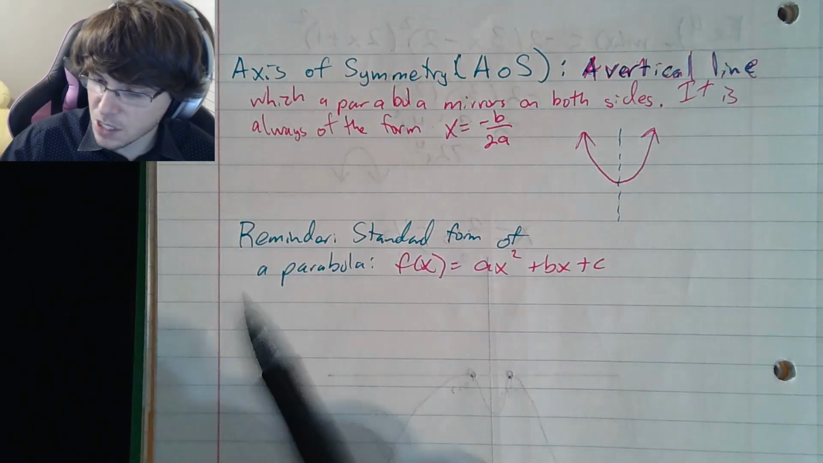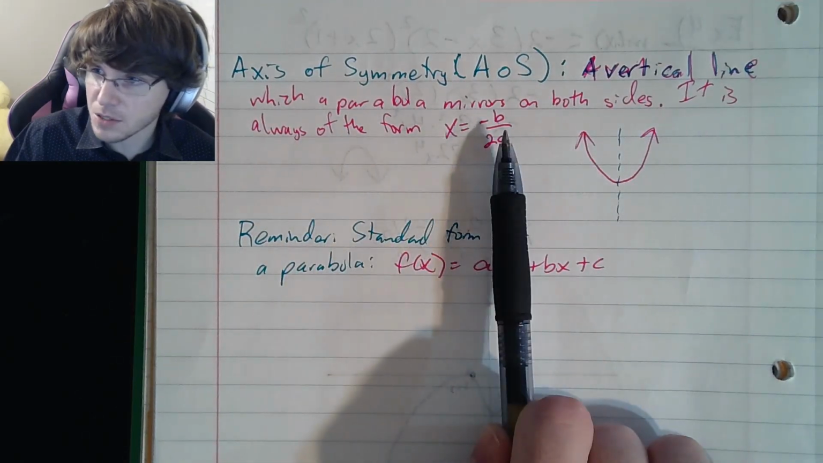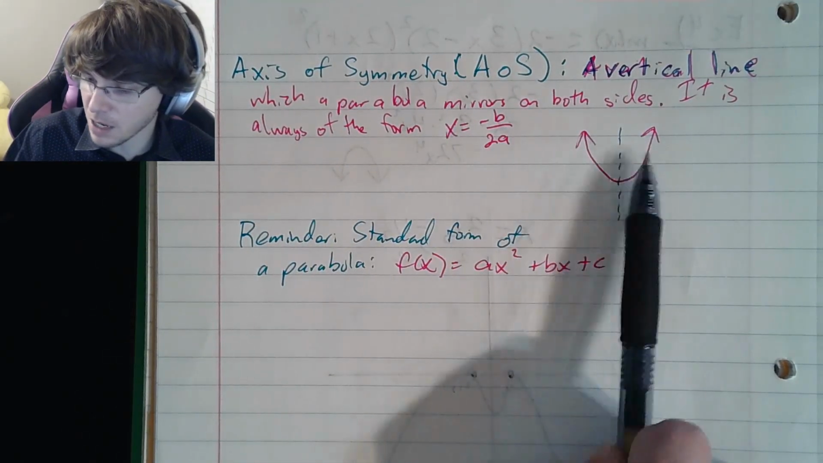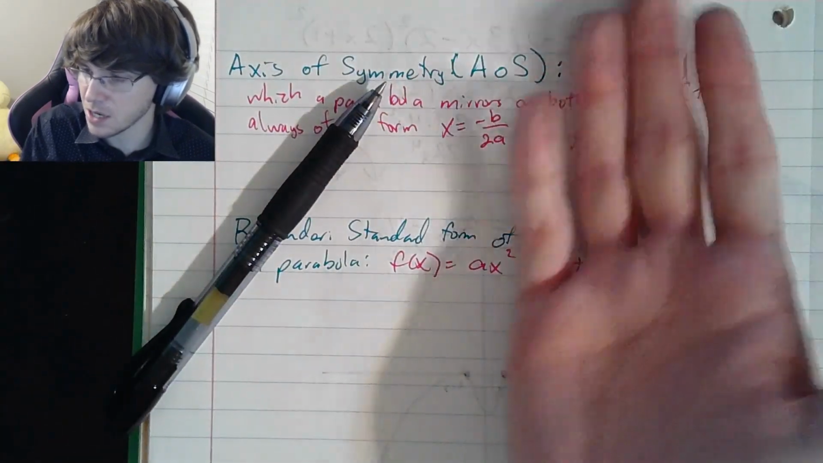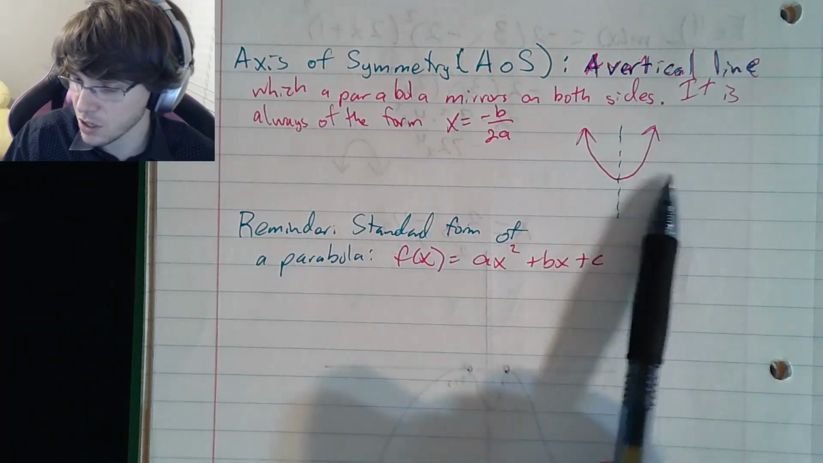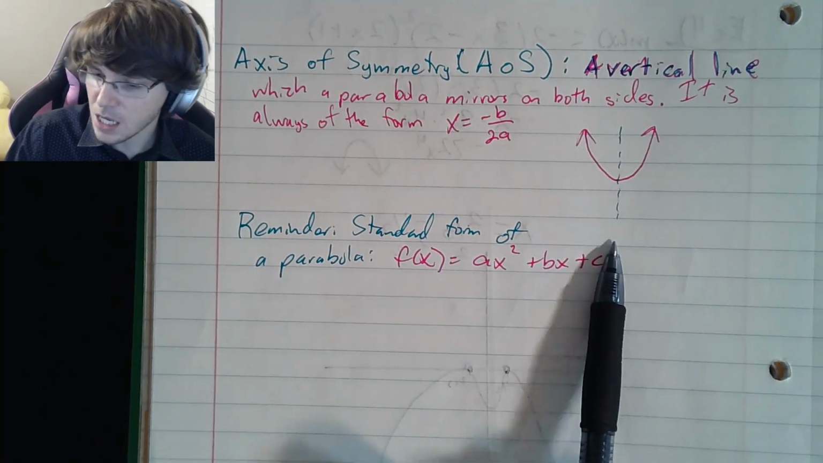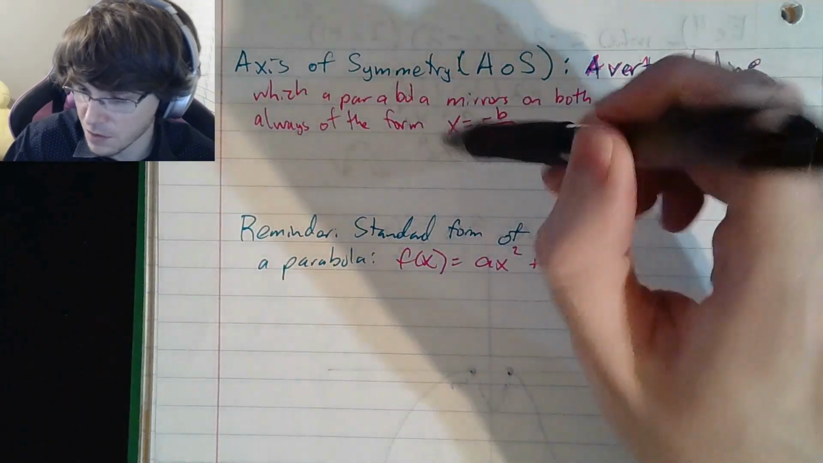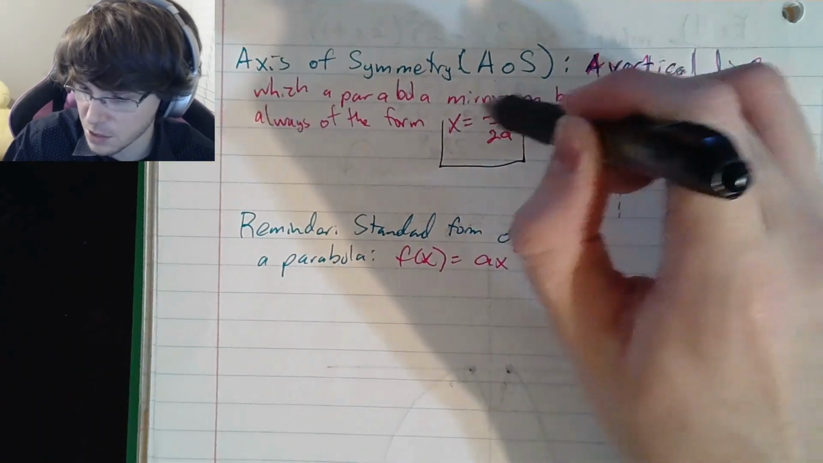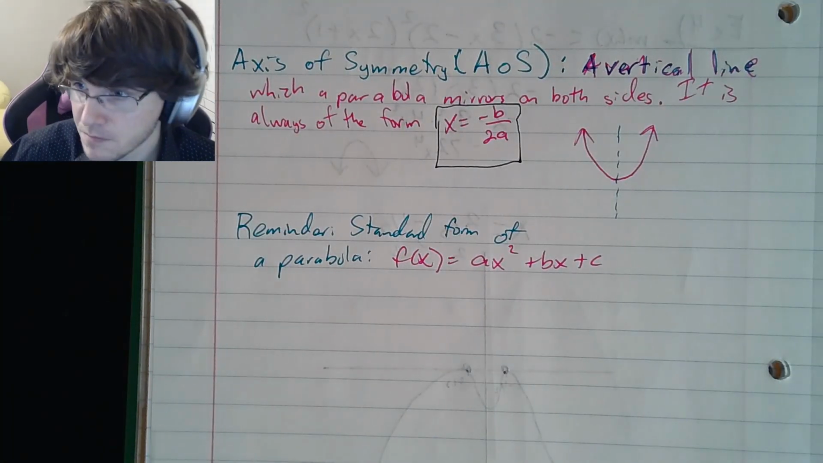Axis of symmetry itself for us is going to be a vertical line which a parabola mirrors on both sides. So we're going to be the same on both sides of this line. If I took this over and flipped it upside down, I would end up with exactly the same picture on both sides. It cuts it directly in half. It is always of the form x equals negative b over 2a. This is our formula for axis of symmetry. It's actually going to be what we're using for a lot of what we're doing. What are b and a?